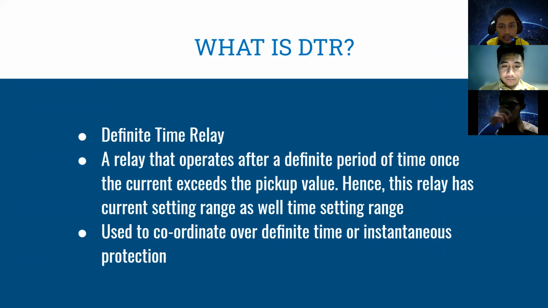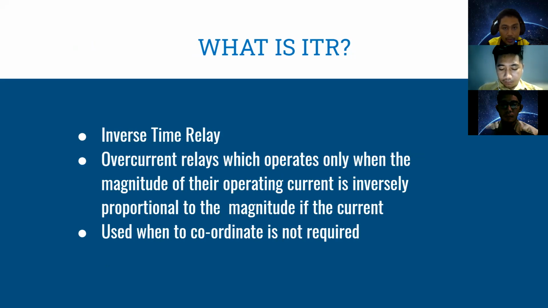Okay, next, what is DTR? DTR means definite time relay, which is a relay that operates after a definite period of time once the current exceeds the pickup value. Hence, the relay has a current setting range as well as a time setting range. It is used to coordinate over definite time or instantaneous protection. What is ITR? ITR means inverse time relay. It is an overcurrent relay which operates only when the magnitude of the operating current is inversely proportional to the magnitude of the current. It is used when coordination is not required.